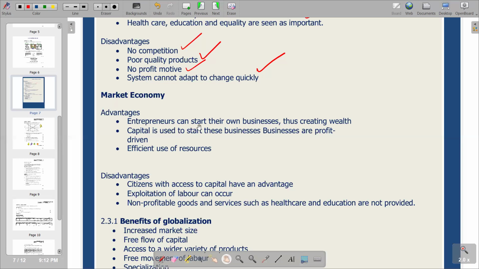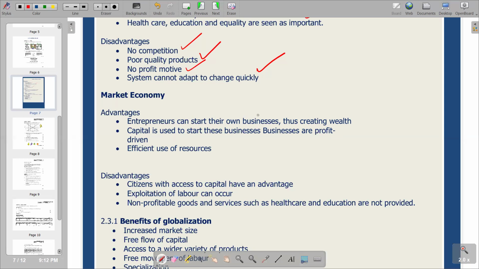Then on the market economy, in terms of advantages, the first advantage is that entrepreneurs can start their own business, which creates wealth. So it's going to enhance the standard of living of the citizens of the country, since they can now operate their own business and make profit, and then invest in their quality of life. So basically, that's what we have on the first point.